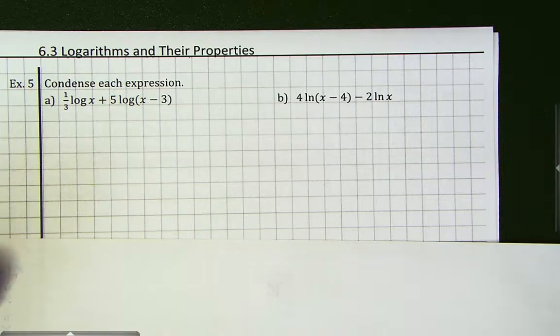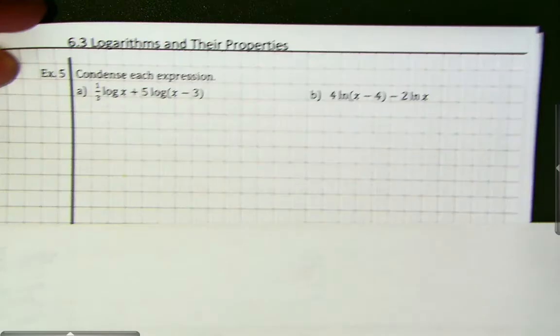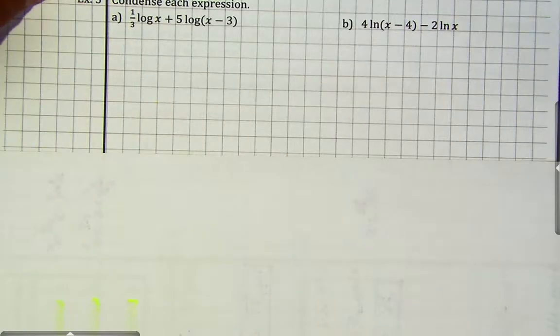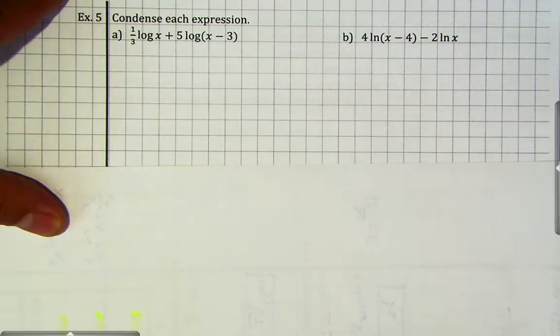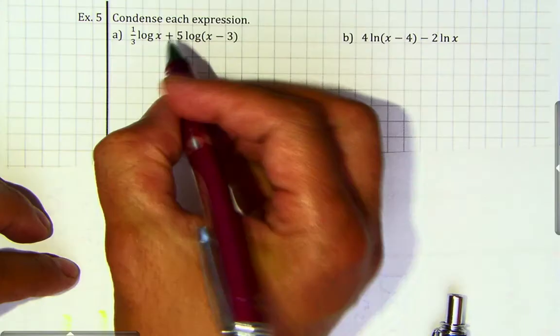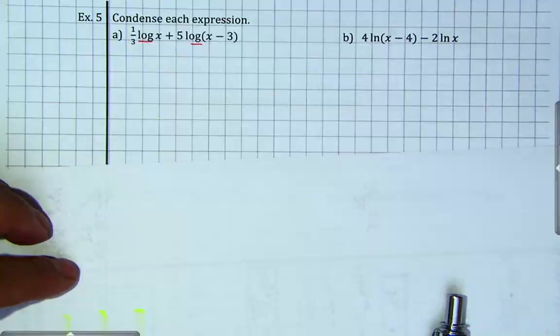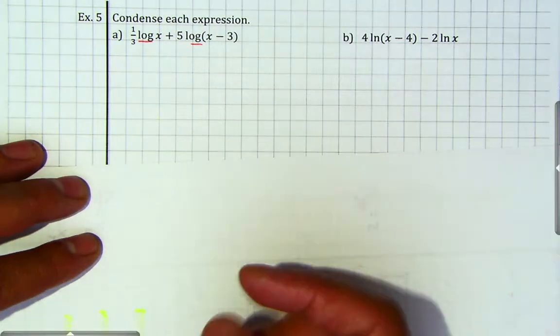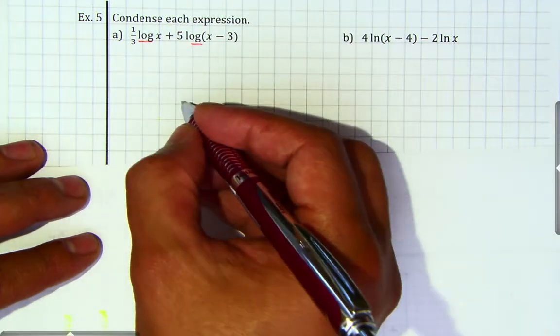Example number 5. Now we're going to be doing the opposite. So instead of expanding it, we are going to condense it. So go and copy it down, pause it, and we can start once you are ready. So condense each expression. We have 2 logs. So we're going to condense it into 1. So you have to remember, okay, what was the last thing that I did? The last thing that I did when I expanded was to move my exponent as a coefficient.